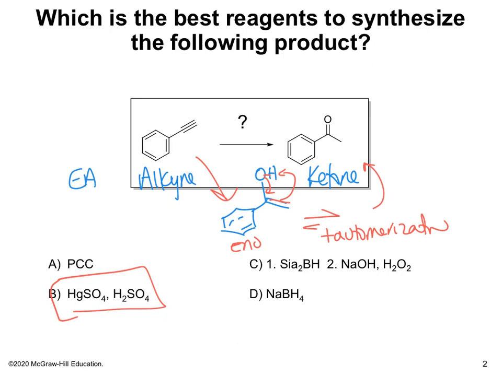This is a terminal alkyne, so you should remember that the disiamylborane and sodium hydroxide and hydrogen peroxide would make an aldehyde, and this is organic 1 material.